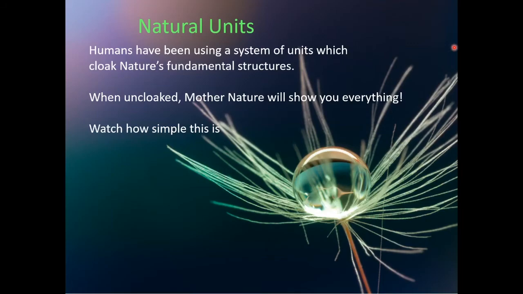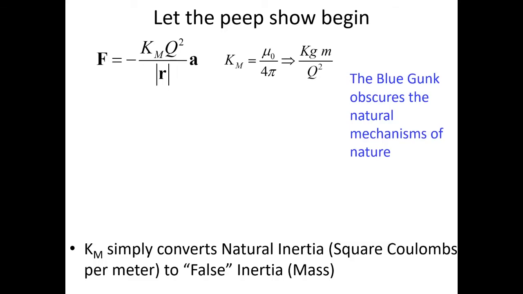So let's talk about natural units. Humans have been using a system of units which cloak nature's fundamental structures. When uncloaked, Mother Nature will show you everything. Watch how simple this is. So back 20 years ago, this is where the abstraction layer was. What I did was take experimental data of inductors and use a computer search algorithm to find the empirical model that would fit the experimental data. And that's what this is.